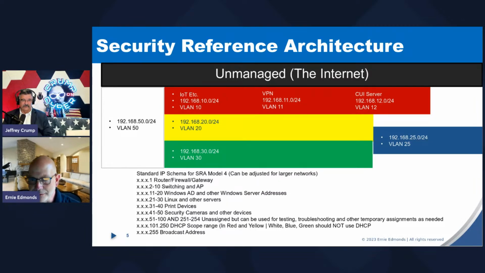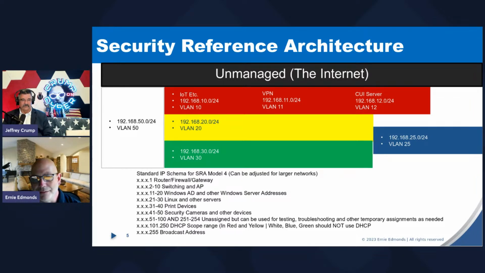Then ultimately it'll go into a more protected repository. Remember, red is unprotected. I didn't say that, but red is unprotected. So that's what lives primarily in red: your IoT devices, your VPN, and your CUI, but they're in different reds. Remember, the layers are based on the value of the data, but they don't have to be the same zone. In this case, you could have quite a few. It's going to be restricted by really what your firewall can handle.